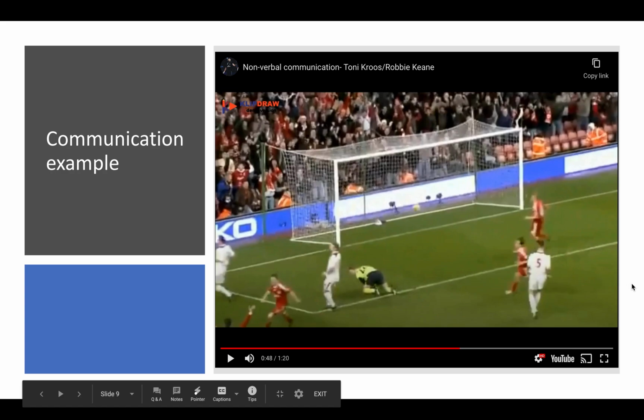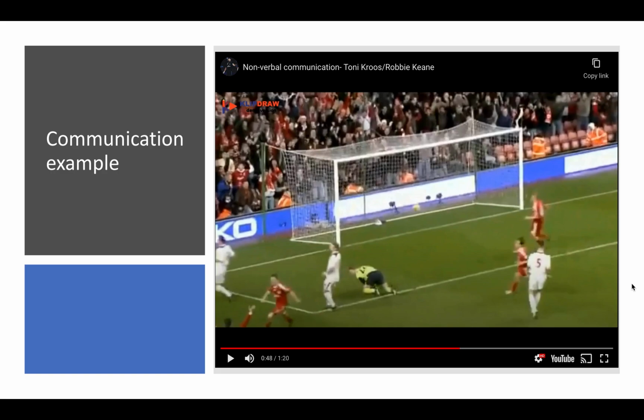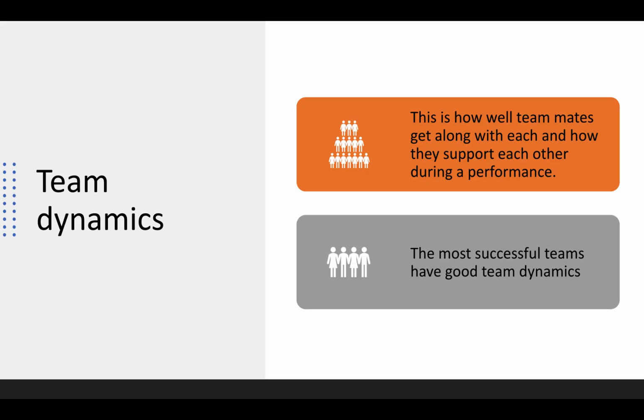So there you can see two examples of Tony Cruz in the first clip and Robbie Keane in the second clip, pointing to teammates where they want the ball to be played and then going through on goal and scoring, which is going to have a positive impact on their team's performance.